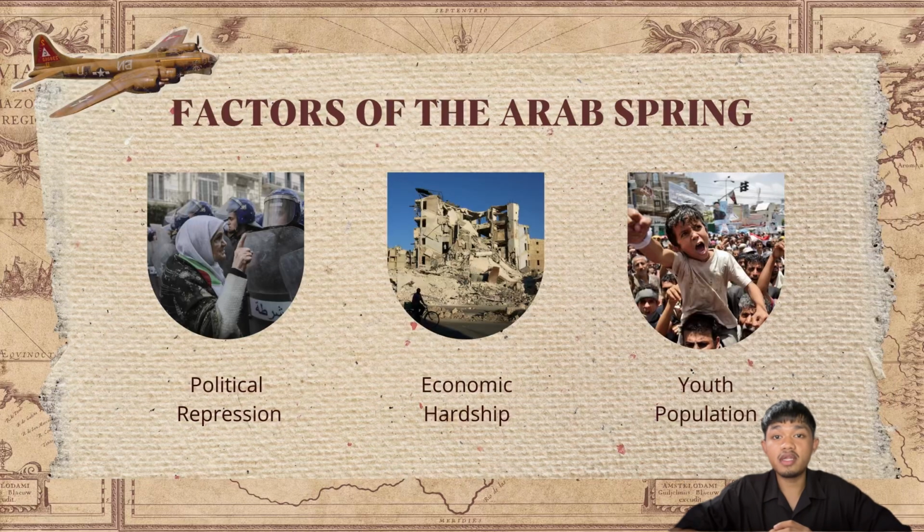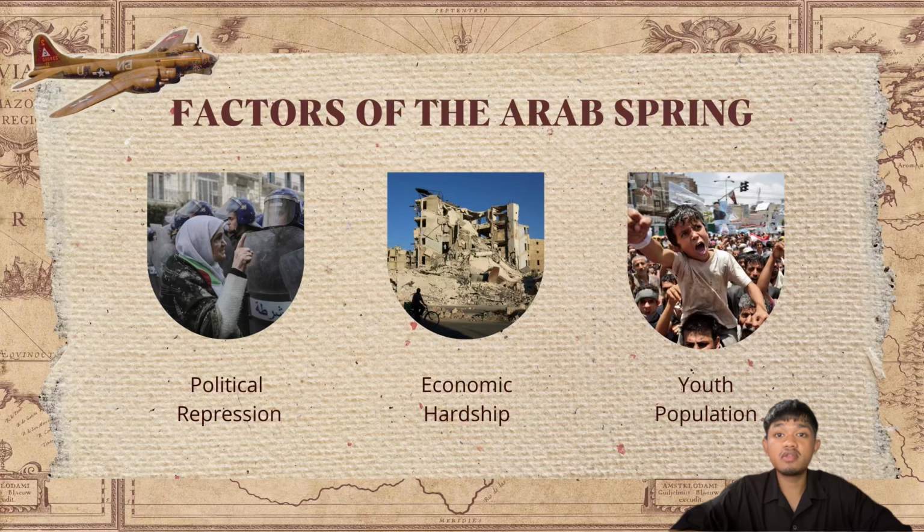Now, let me explain the factors of the Arab Spring. The Arab Spring was a wave of protests and uprisings that began in late 2010 across many Arab countries, driven by the frustration and struggle of ordinary people. It was caused by a mix of political, economic, and social problems that had built up over years, as well as new tools like social media that helped people come together to demand change.